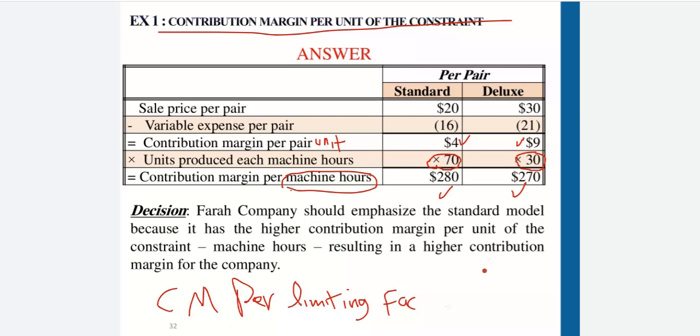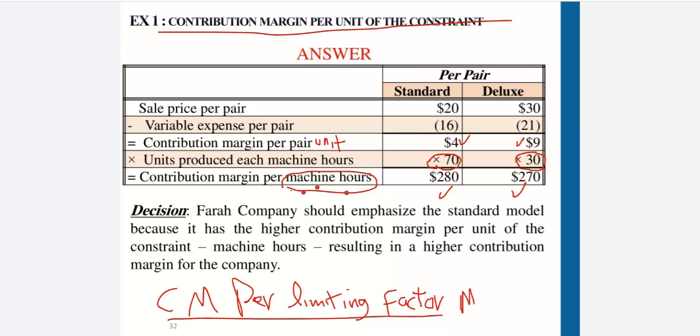يبقى لما أجي أحسب contribution margin per what? Per limiting factor. Please يا جماعة ما نحسبش contribution margin per unit. I must calculate contribution margin per limiting factor. What is the limiting factor in your exercise? The machine hours. يبقى you have to calculate contribution margin per machine hour. يعني in one machine hour how much profit you will make, and you will choose the product that will give you the highest profit per machine hour في الساعة الواحدة.